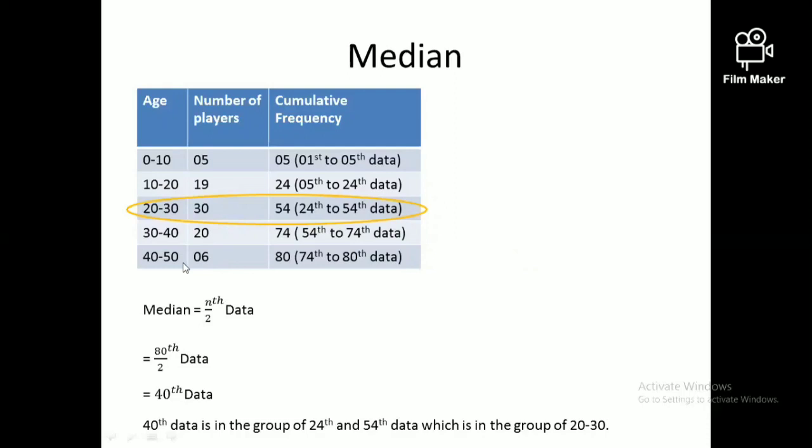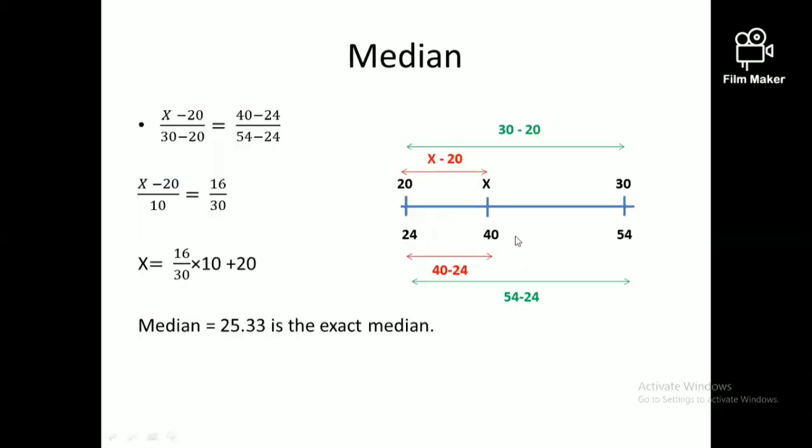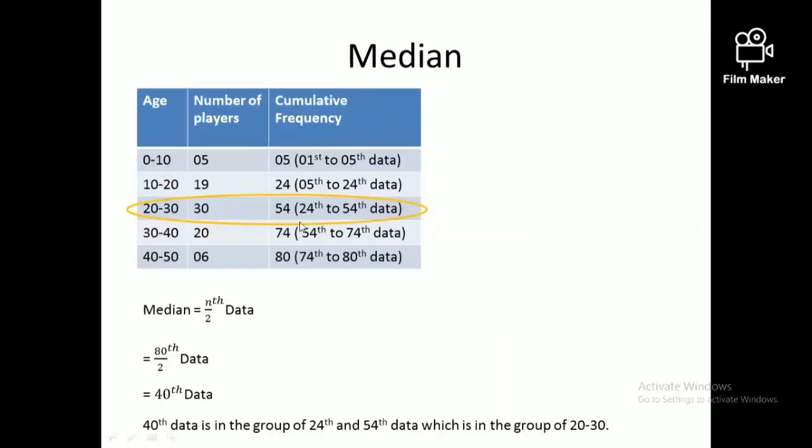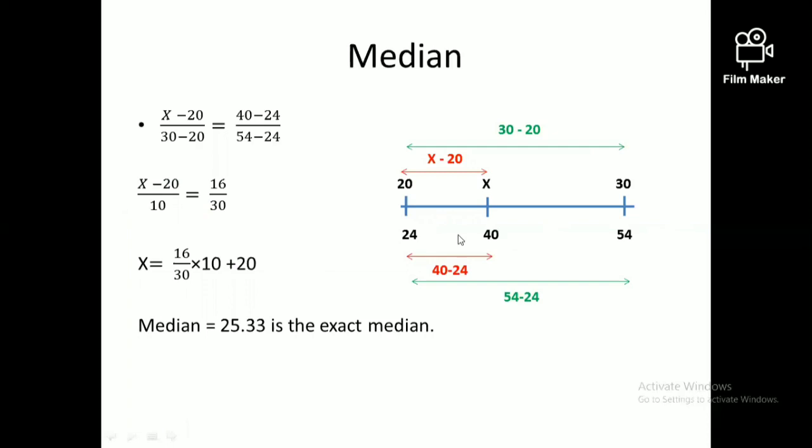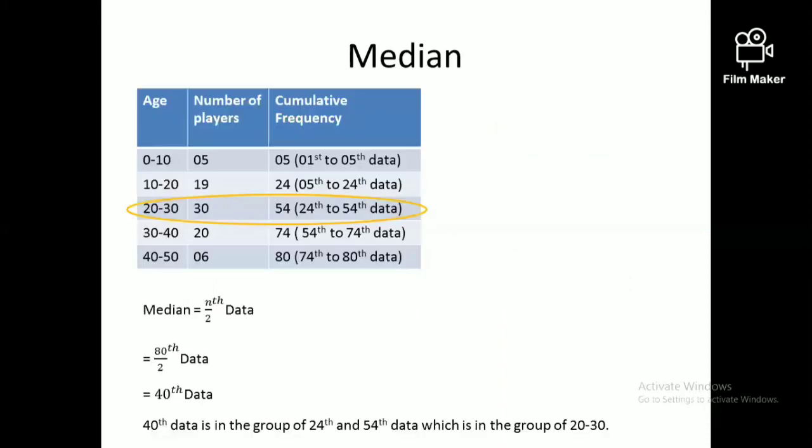Then there are 80 pieces of information. If you use the usual median formula, 80 divided by 2 gives the 40th data. Now which category is the 40th data in? It's between 24 and 54. You know that the 40th information definitely falls between 24 and 54, right? Then draw a line. We know that 40 falls between the 24th and 54th information. You just mark it like that, and mark it like this, right? Okay. Then we know that the median is a value between 20 and 30.